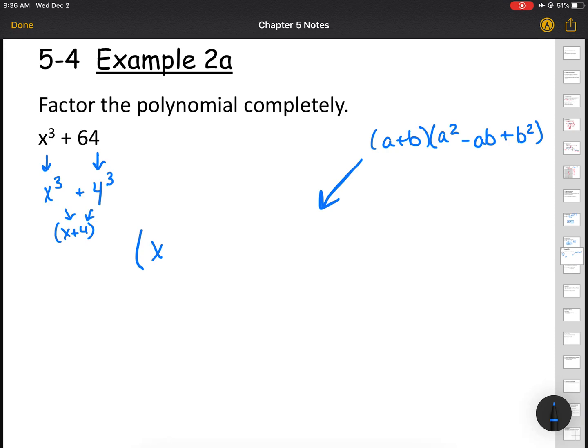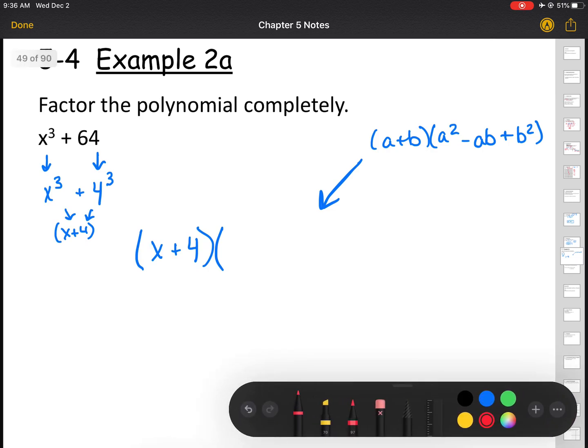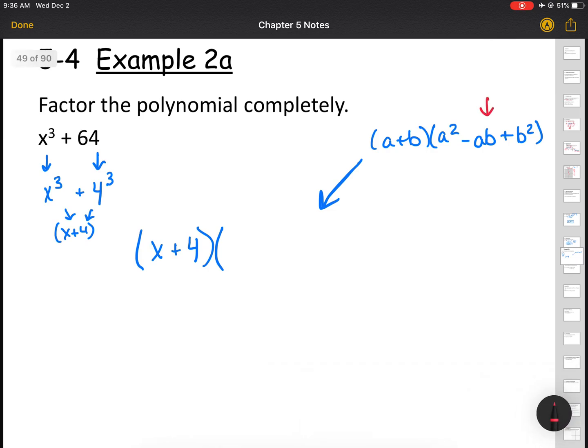And then my second term b is 4. And if I follow along with the second part of the factor here, my first term was x, and I'm squaring it. Then I'm subtracting out my first term times my second term, which was 4, so x times 4. And then lastly, my second term squared, which is 4 squared.